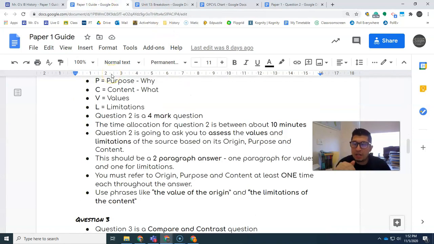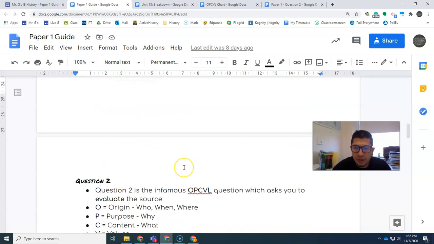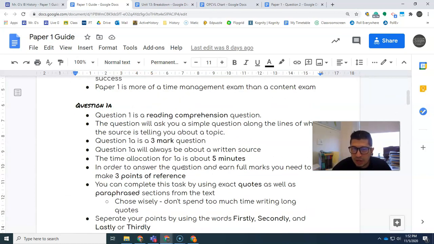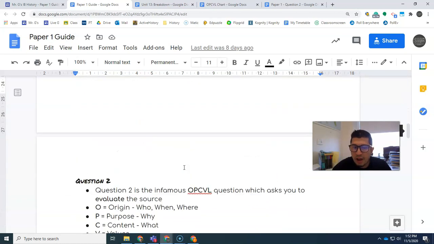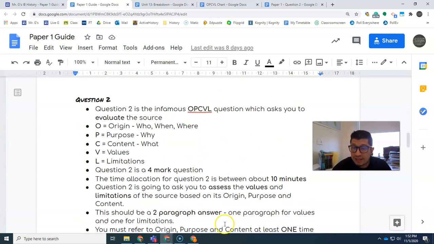This is the hardest part of paper 1. Question 2, OPCVL, is the hardest part of paper 1. This takes a lot of practice. When I mentioned at the beginning of paper 1 that you were going to practice, this is what I mean. You don't have to practice question 1A very much before you get it right. You do have to practice this. This is a skill that we will refine and work on over time.